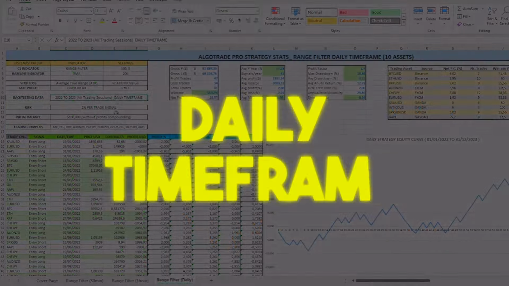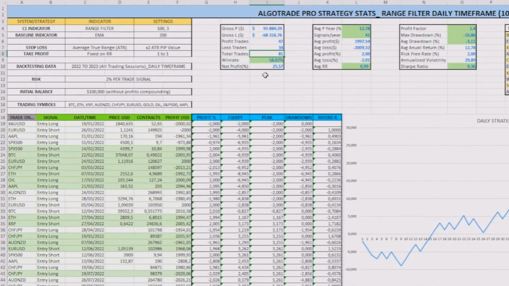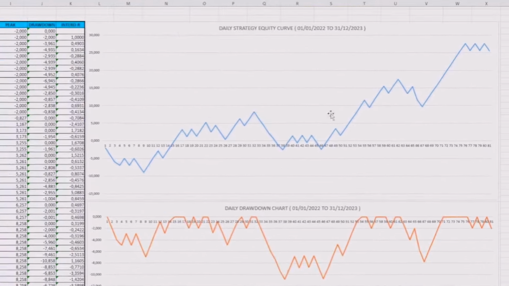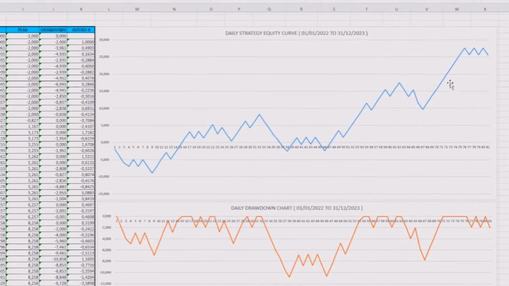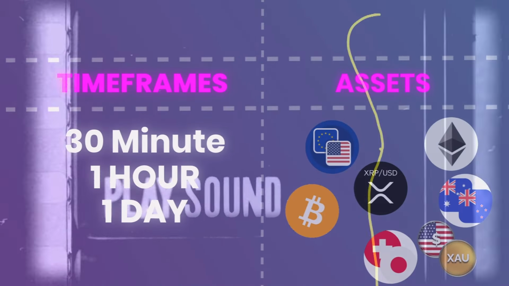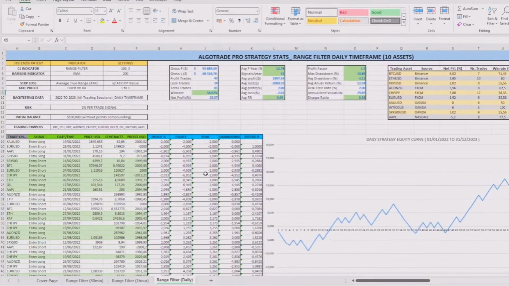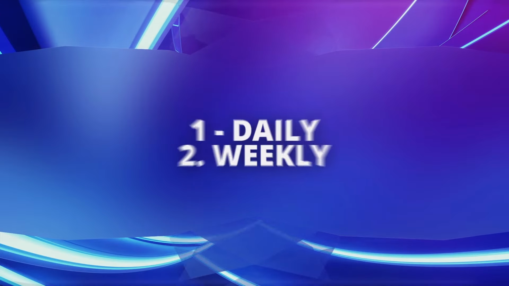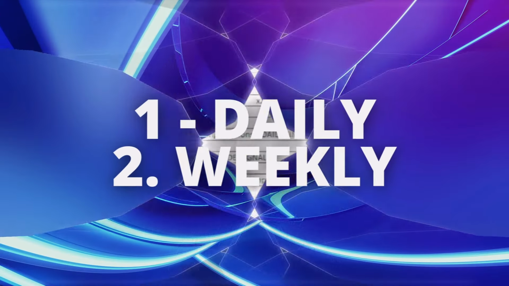And finally, on the daily time frame, after 81 trades, this indicator achieved a win rate close to 58% and a net profit of 25%, being this result one of the best ones we have ever seen in this time frame. Overall, based on this comprehensive analysis across multiple time frames and assets, it is clear that the range filter is an indicator probably more suitable for higher time frames, like the daily and the weekly ones.